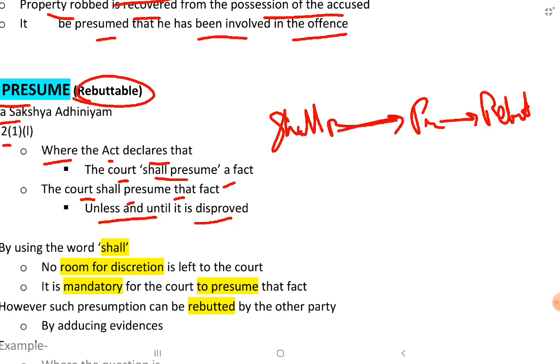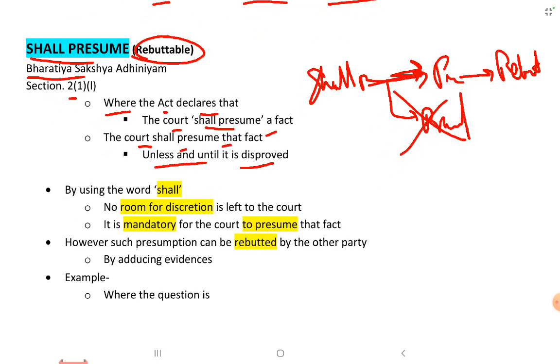Here the court has to presume, there is no option to call for proof of it. The court doesn't have discretion here. By using the word shall, no room for discretion is left to the court. It is mandatory for the court to presume that fact. However, such presumption can be rebutted by the other party by adducing evidence.